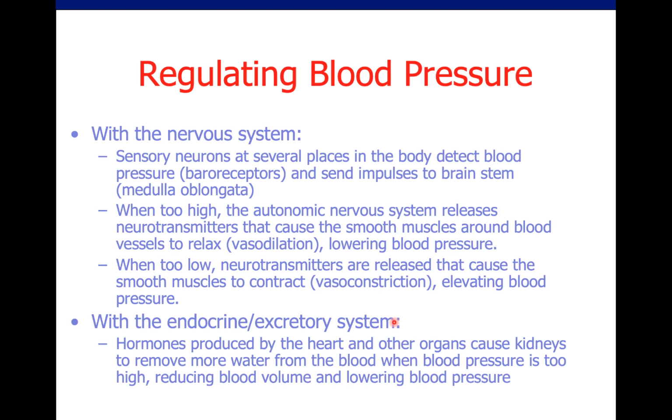Again, it's called ANP, atrial natriuretic peptide. The job of this hormone is to go to the kidneys and tell the kidneys, hey, you can go ahead and pee out more water, because if I pee out more water, I'm going to lower my blood volume and therefore lower my blood pressure.